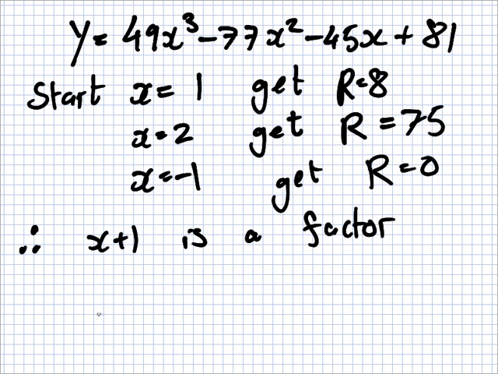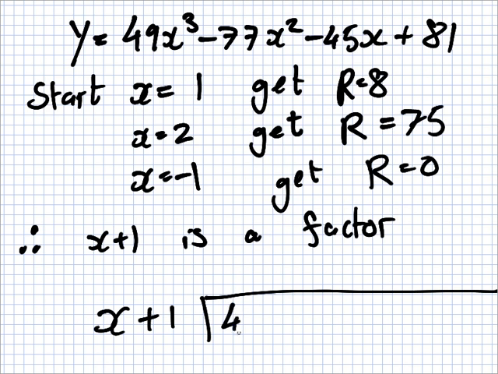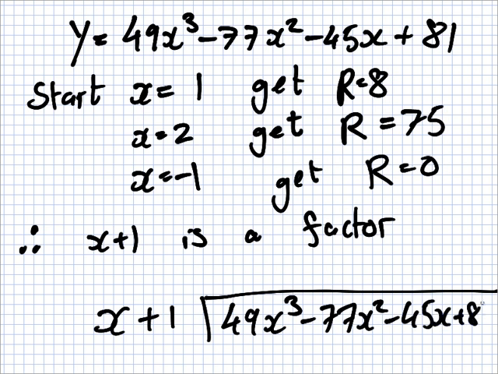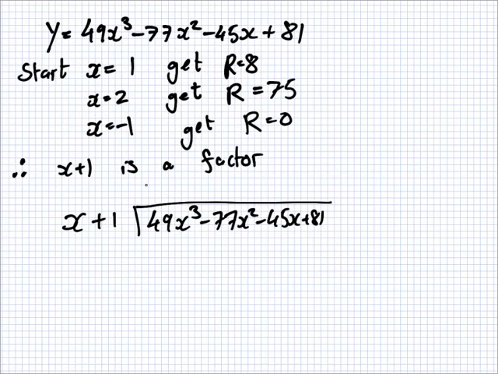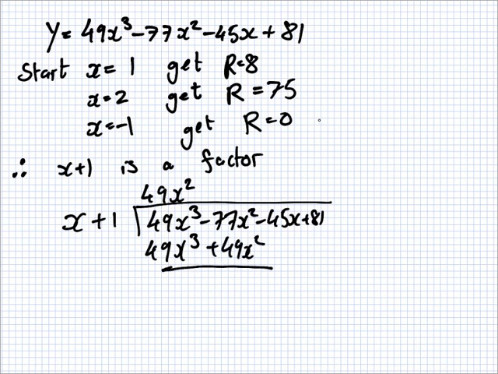So let's divide it in. x cubed, x squared, x, 81. Right, what's the first one here? 49, isn't it? 49x cubed plus 49x squared. When I subtract, what do I get here? Minus 77 minus 49. Minus 126, is it? Is it minus 126? Yeah.